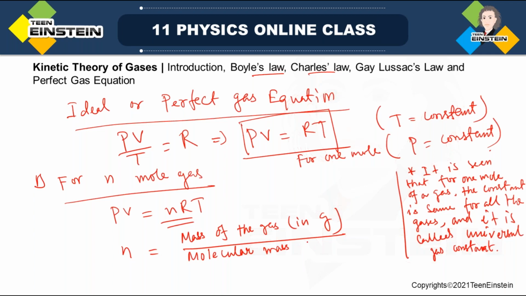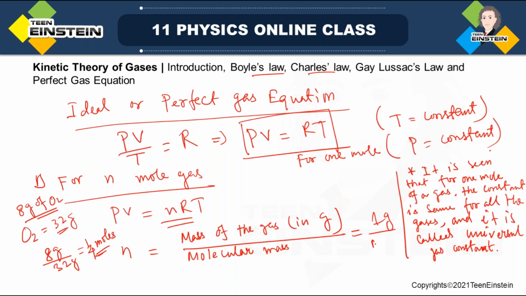Suppose oxygen molecular mass is 32 gram. If I take 8 gram of oxygen, then what will be the number of moles? In that case you have to write 8 gram divided by 32 gram. So this will give you 1/4 moles. This is the number of moles in 8 gram of gas. Similarly, if I take any gas 1 gram, and the molecular mass is m0 gram, then 1 over m0 will give you the number of moles.